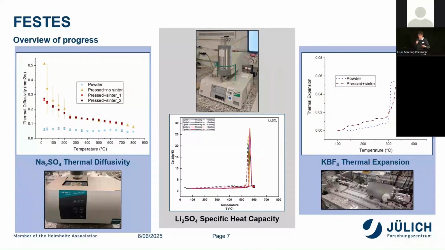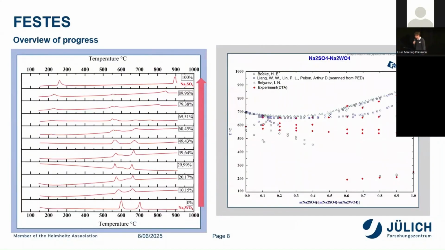So using all of this data, we're then able to obviously generate more accurate thermal storage designs. In addition to the pure compounds identified from the screening, we also decided to look at binary mixtures of some of these compounds to see if they could also be useful as solid-solid PCMs. One of the more promising combinations that we found was from the sodium sulfate, sodium tungstenate system.